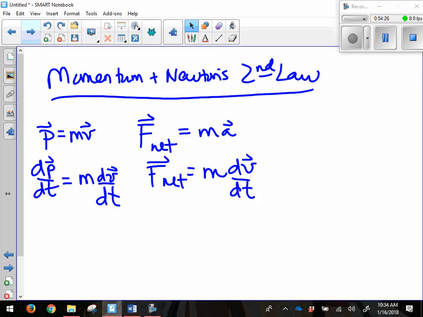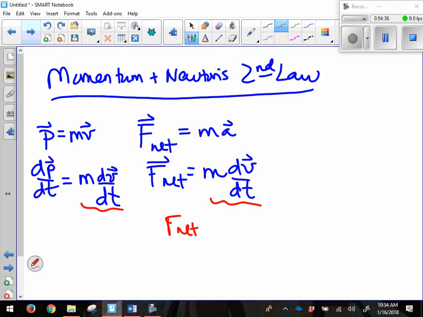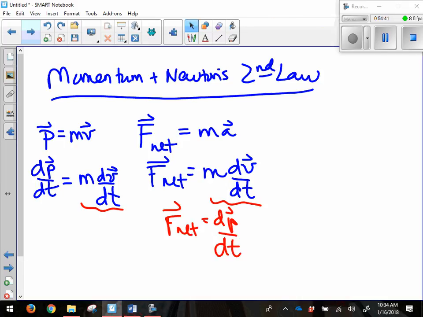All right, so can you see where I'm going here? Where am I going, Maddie? Yeah, I've got m dv dt here and m dv dt here. So that's going to tell me that F net is equal to the change in momentum over time. If you think back to that problem that we just did, the change in momentum was proportional to the force times the time.